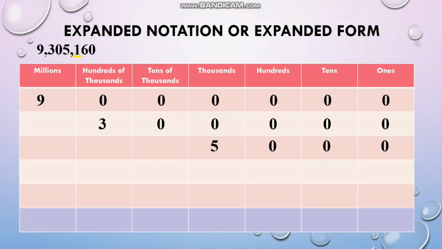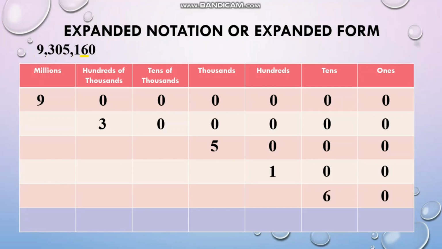Let's look at the fifth digit, 1. The digit 1 is in the hundreds place. So we write in the fourth row under the heading, in the hundreds column, 1 and 0 in the rest of the columns. Let's look at the sixth digit, 6. The digit 6 is in the tens place. So we write in the fifth row under the heading, in the tens column, 6 and 0 in the rest of the columns.